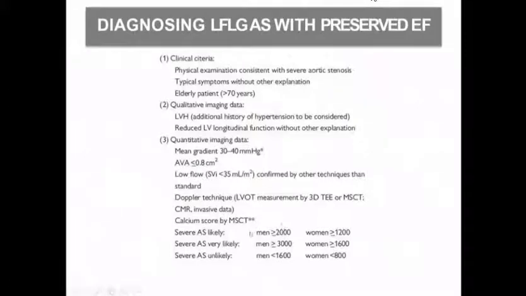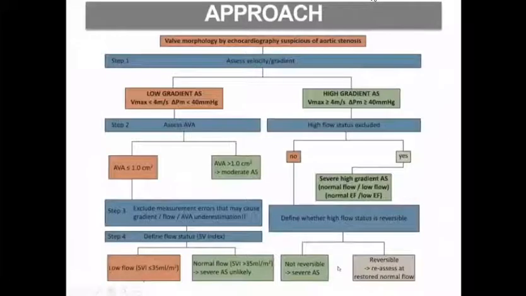If more than 200, that is severe AS, and that's where you go for the intervention. If more than 3, likely. If less than 1600, you should rule out severe AS, and in females less than 800. So this was the valvular approach.